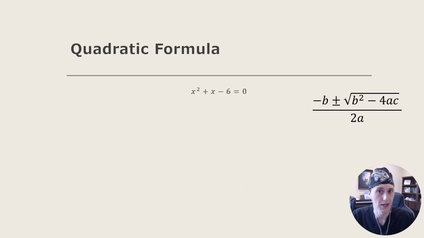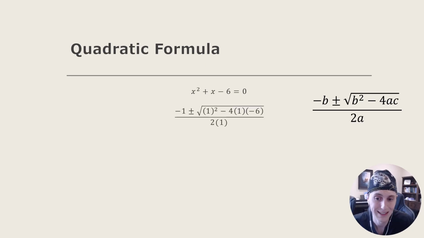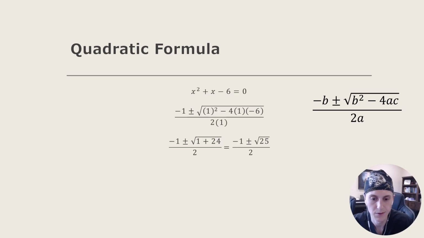So let's use the quadratic equation now to solve for x. So here's the first step, just plug in the numbers. You can see it becomes -1 plus or minus the square root of 1 squared minus 4 times 1 times -6 all over 2 times 1. Now let's simplify it. -1 plus or minus the square root of 1 plus 24 all over 2, which then becomes -1 plus or minus the square root of 25 over 2.